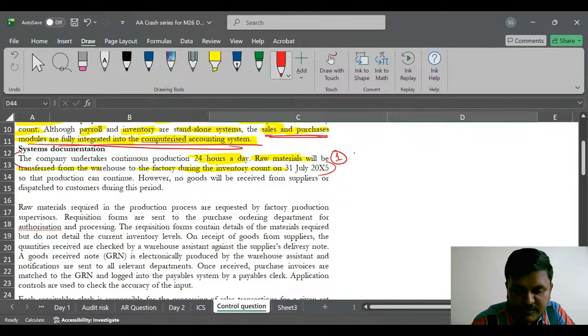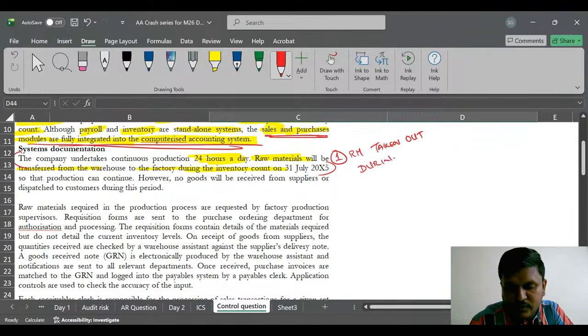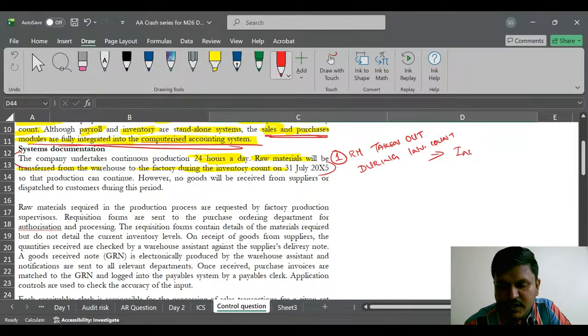Okay, what is the deficiency over here? Raw materials taken out during inventory count. Okay, why is that a deficiency? Because the inventory count would be inaccurate, or the inventory quantity could be inaccurate.